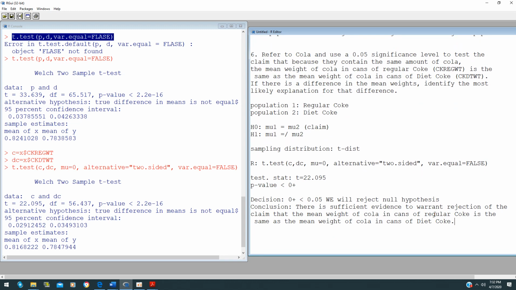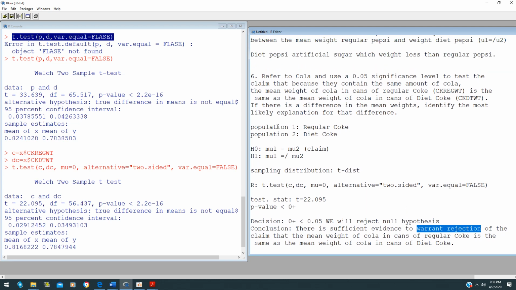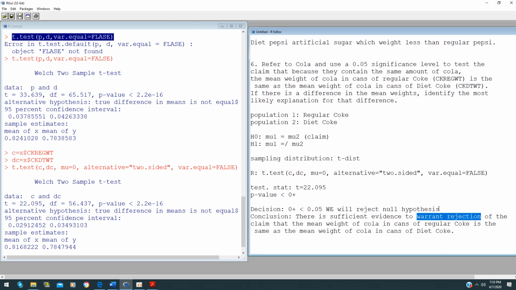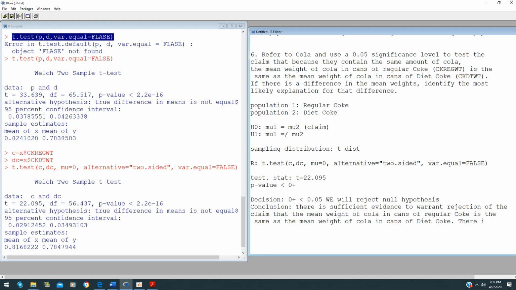What you make here is, because we have the words warrant rejection, it is telling us that these two are not the same. That means that your mu1 is not equal to mu2 because of the words warrant rejection. It's a negation here, so that means the difference here is not the same. So in this case, there is a difference between those two types of soda. Okay, so there is a difference.